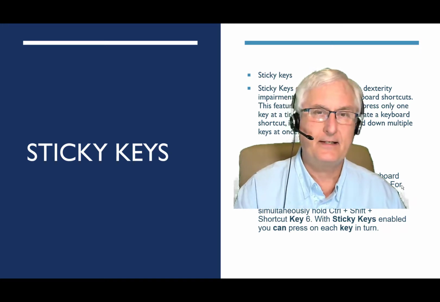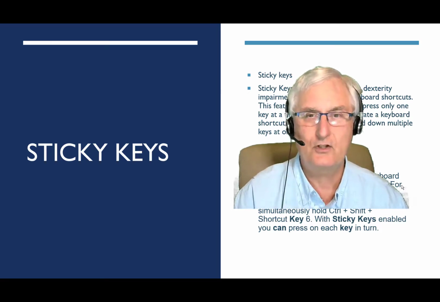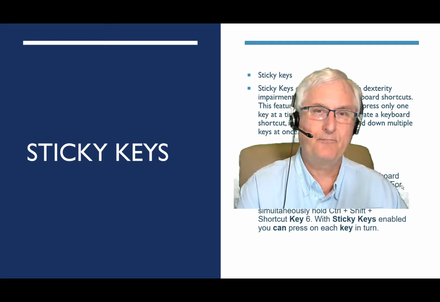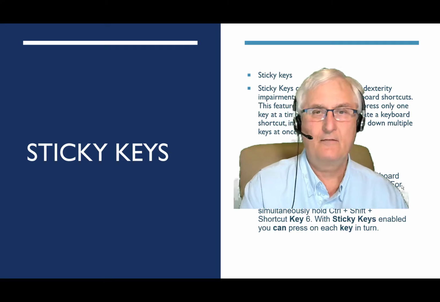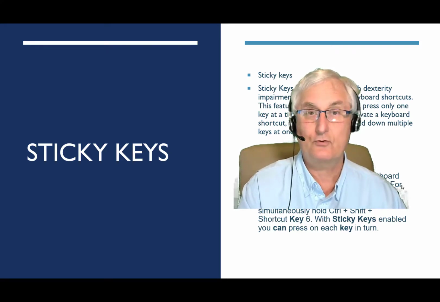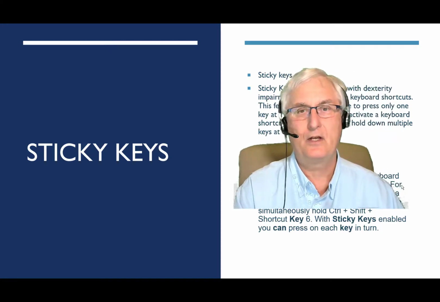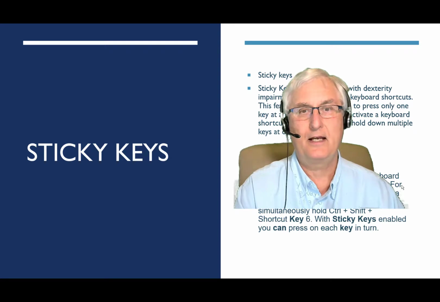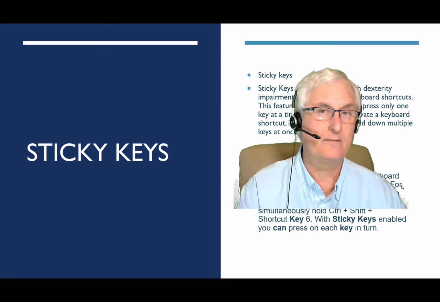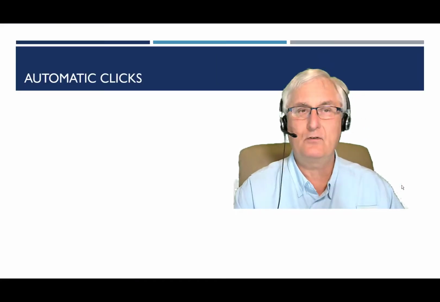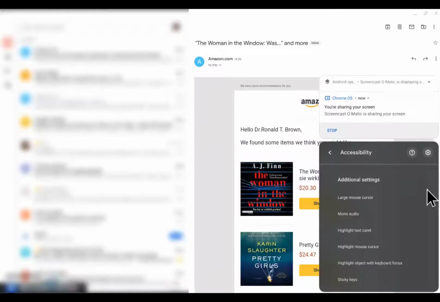To enable sticky keys, this allows the user to perform keyboard shortcuts by typing keys sequentially. For example, the keyboard shortcut to take a screenshot of a portion of the screen is to hold down Control, Shift, and the shortcut key 6. With sticky keys enabled, you can press each of them in turn. And the second one is automatic clicks, and I have a short demonstration on this before we finish tonight.